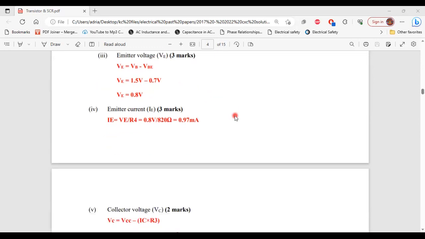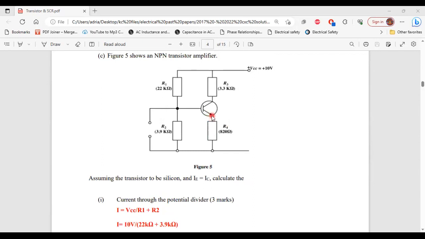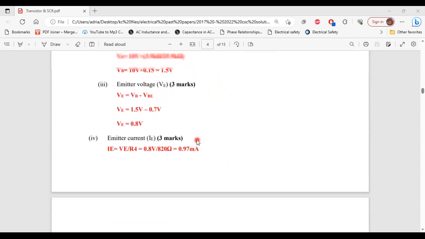For part four, it says to calculate the emitter current. The emitter current would be the current flowing through this resistor here, R4. R4 is also called RE. So to calculate the emitter current, IE is equal to VE divided by R4. That is 0.8 volts divided by 820 ohms. That will give us 0.97 milliamps.